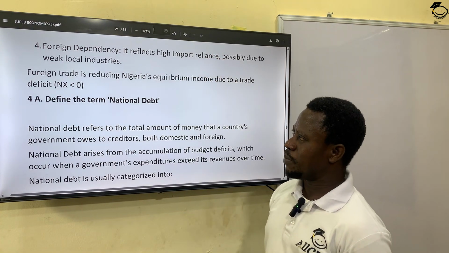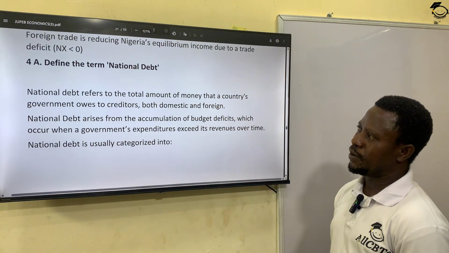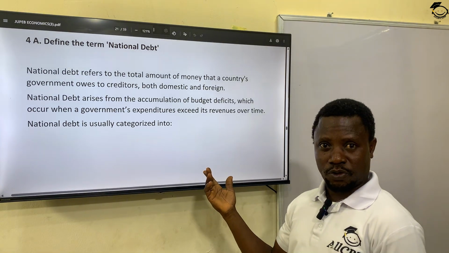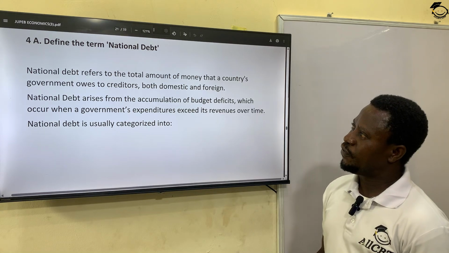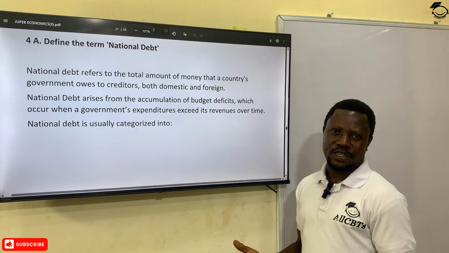Now, as time permits, we'll look at the next question set by the examiner on this JUPEB, even as you prepare for your own exam. These are likely exam questions. You remember what I said earlier. Define the term national debt. In other words, what is national debt?